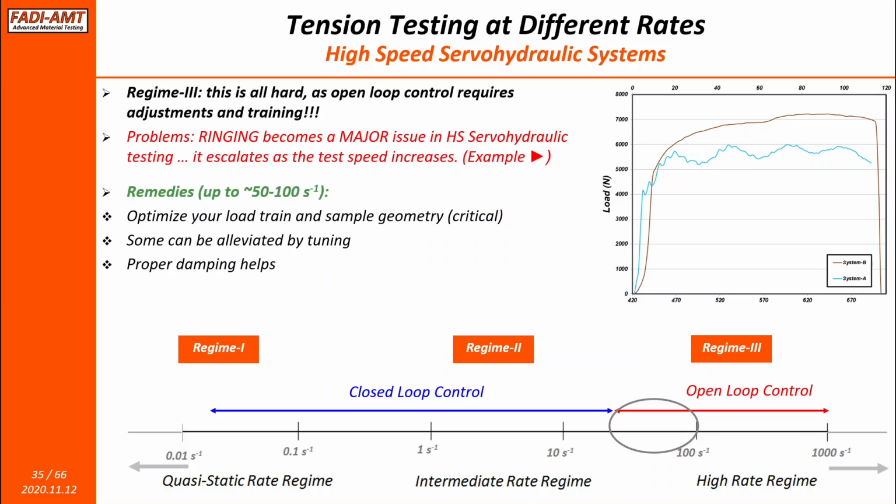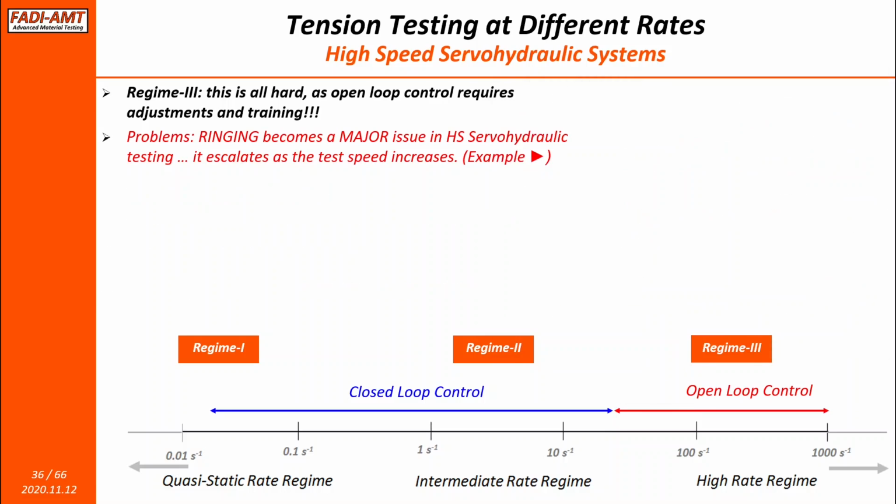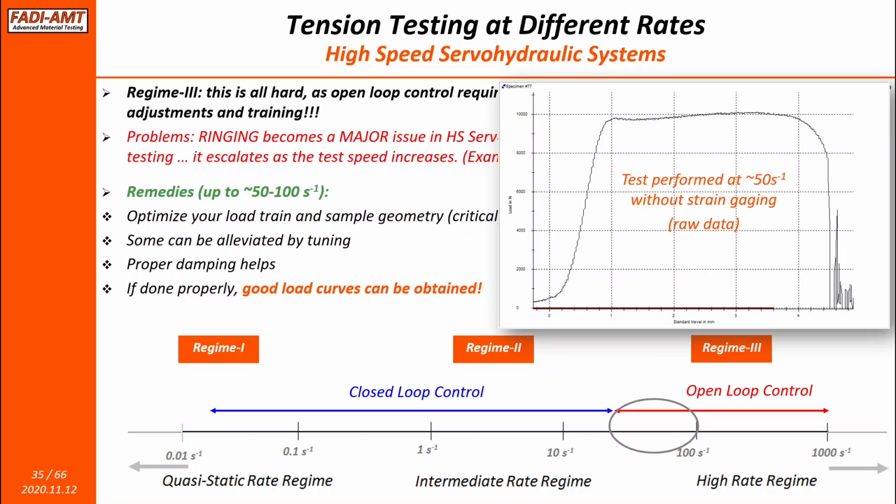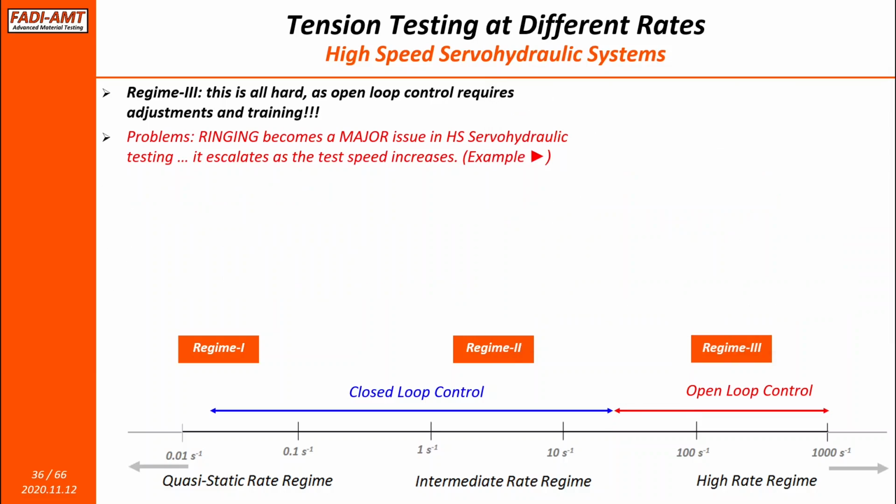So I'm showing here on the right-hand side a very, very simple example. We will show more later on of what can be done with this kind of optimization of your load train and sample geometry. You can alleviate a little bit more by tuning and damping, and you can get some good curves. Here's an example of a fantastic curve that was obtained without having to go to strain gauging at 50 strains per second. This is just raw data, a snapshot from the machine software. So it's pure raw data that shows good quality without having to go to strain gauging.